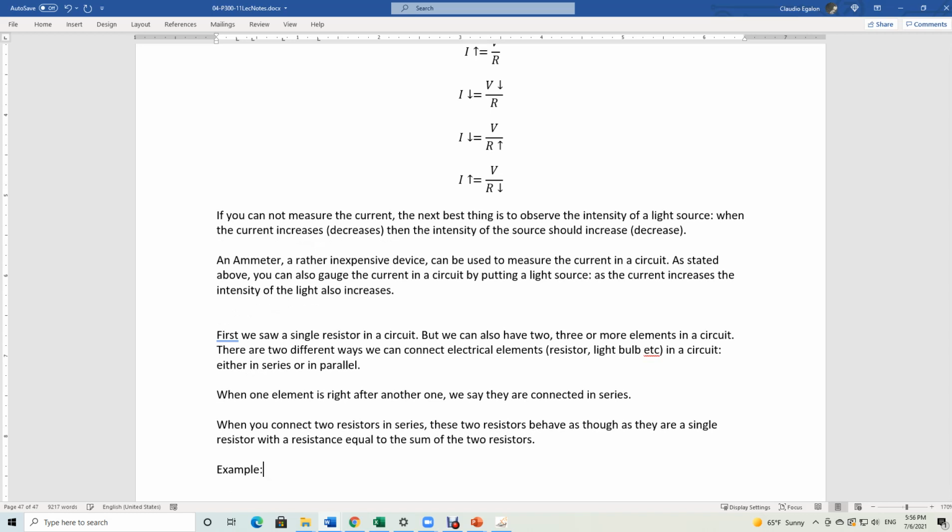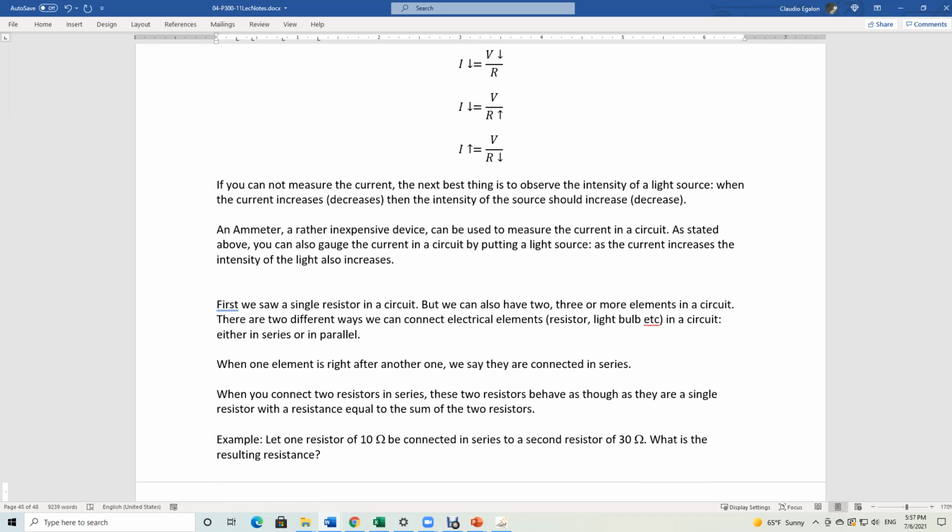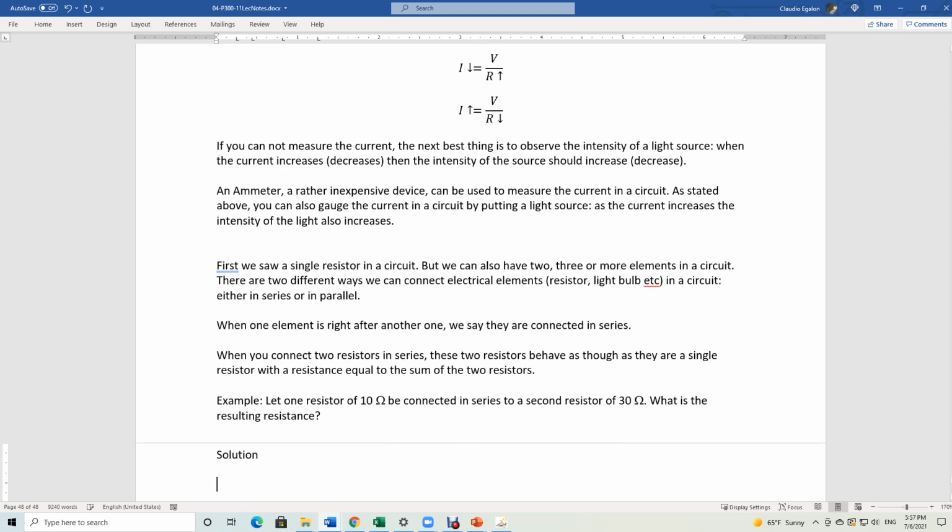Example. Let one resistor of 10 ohms be connected in series to a second resistor of 30 ohms. Here you go. What is the resulting resistance? Okay, it's the sum of those. Solution. The resulting resistance is the sum of the above resistors, or 40 ohms. Okay, that's how they behave.